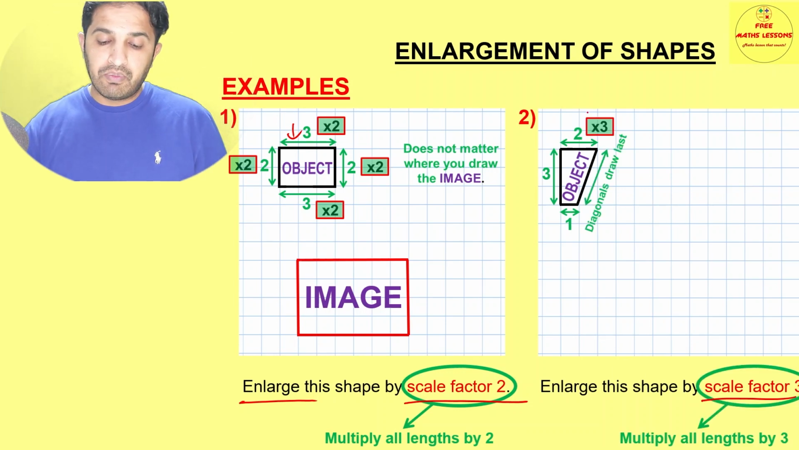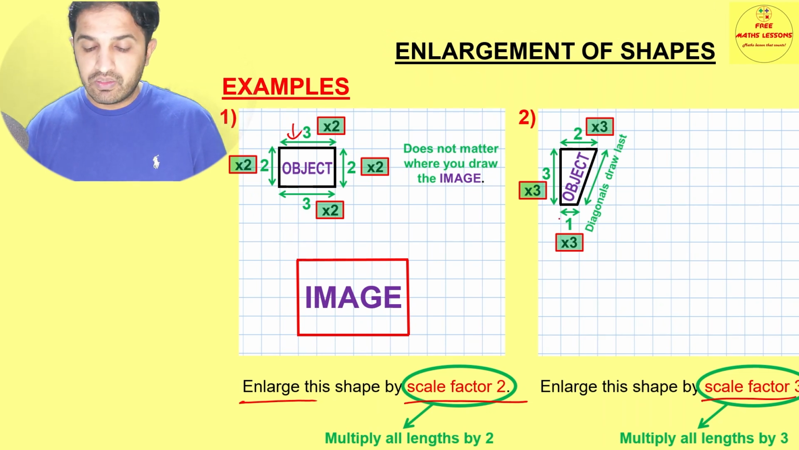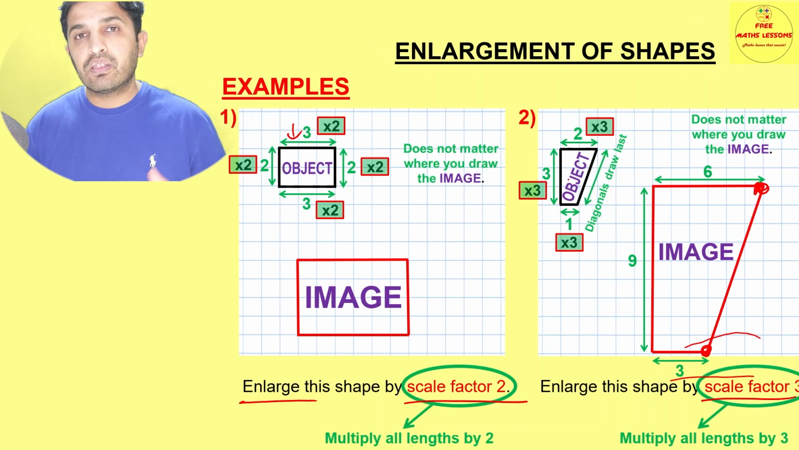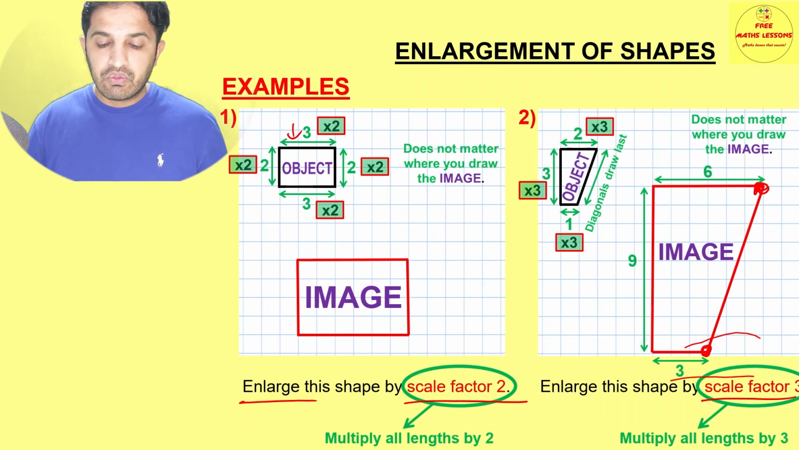So we first multiply each length by 3. So 2 multiplied by 3 will give us 6. And then 3 multiplied by 3 gives us 9, and then 1 multiplied by 3 gives us 3. So we need to draw those 3 lengths, and once you get all those lengths, right at the end we need to connect these 2 points together to create an image that looks similar to what we had in the object, just 3 times bigger. So every single length has to be multiplied by 3.